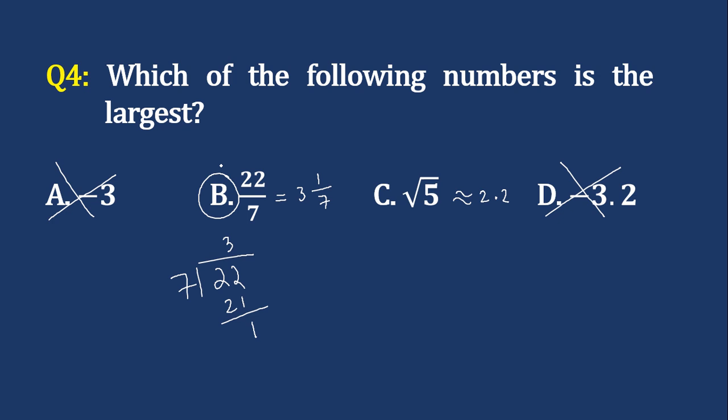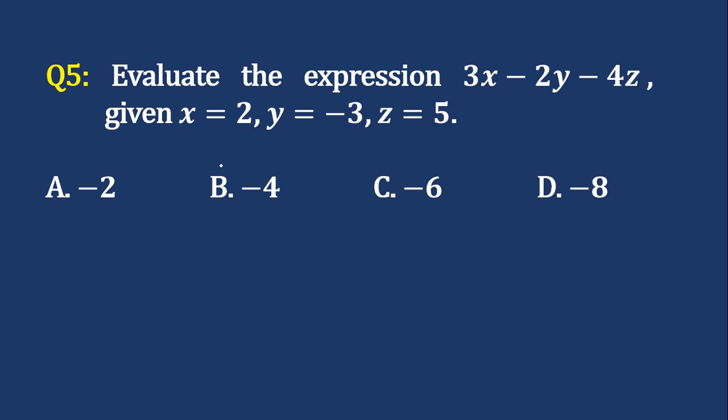Let's have question number 5. Evaluate the expression 3x minus 2y minus 4z given that x equals 2, y equals negative 3, and z equals 5. So this is just simple substitution. Let me copy first the expression. So we have 3x minus 2y minus 4z. So if we substitute the values, we will get 3 times 2 minus 2 times negative 3 minus 4 times 5.